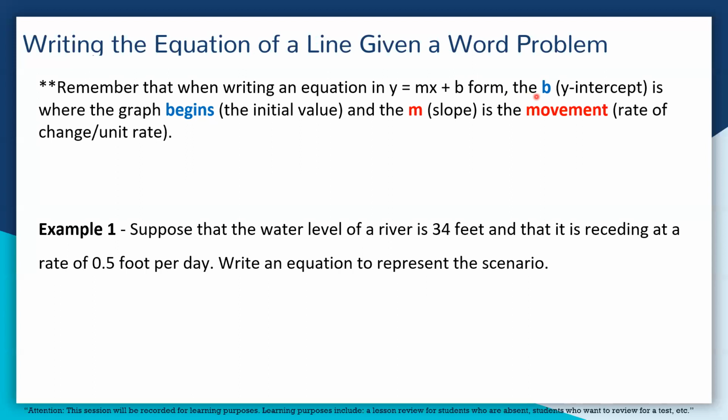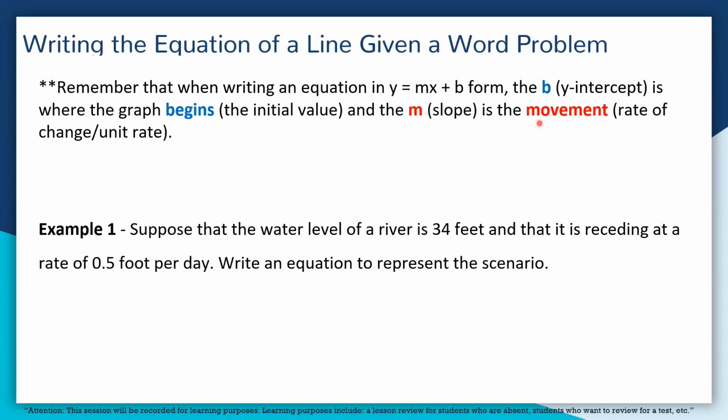Please recall that b, your y-intercept, is where the graph begins. So that's another way of saying it's the initial value. So when we're working today, we're going to be looking for where do things start? What is the initial value? And that is our b. That is our y-intercept. And then remember your m for slope, it's the movement.